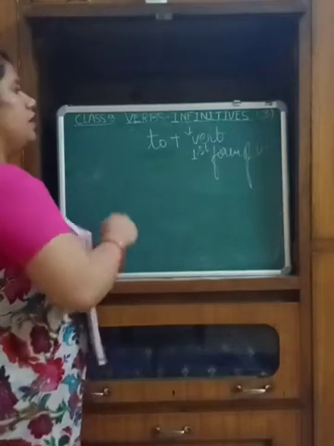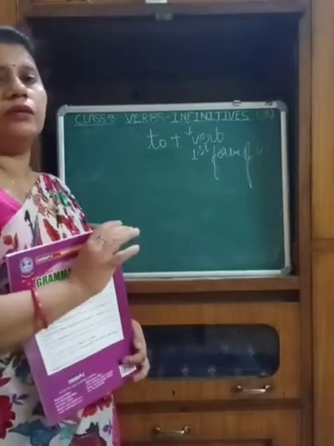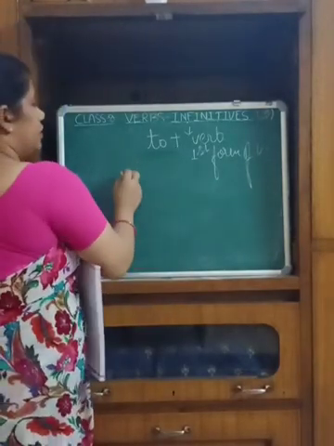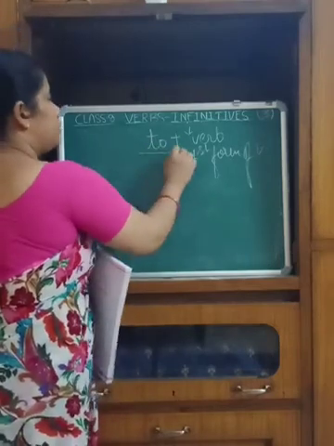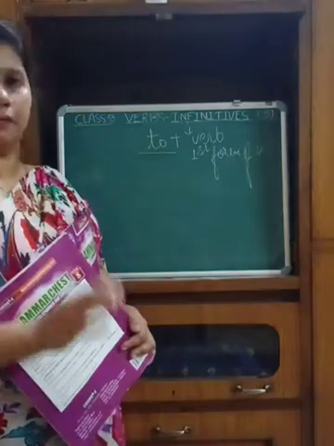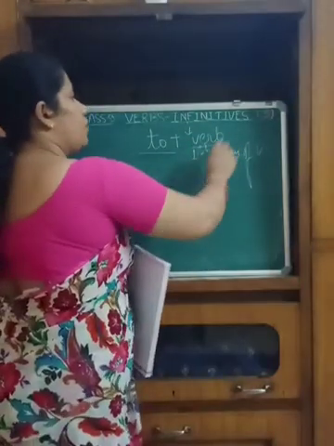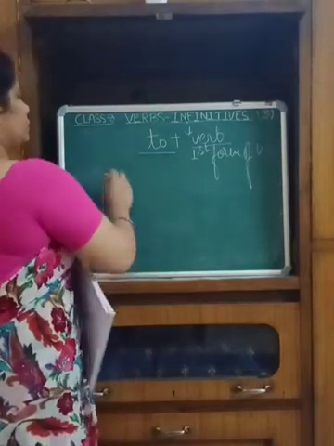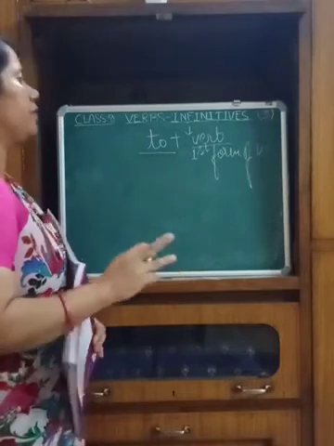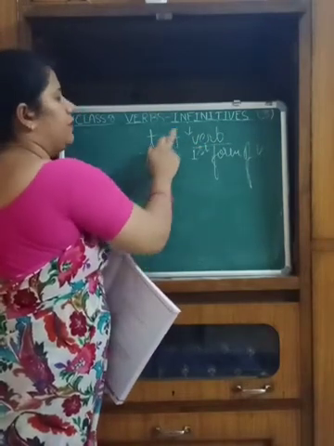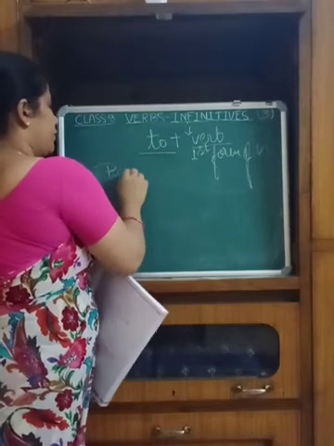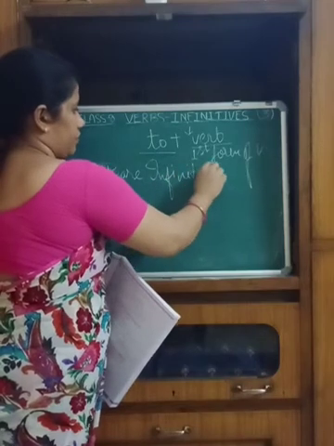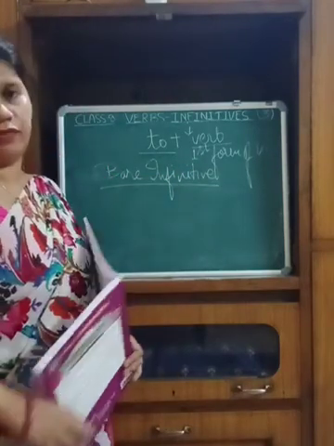Now till now we know what the infinitive is. Now we are going to discuss the places where we are not using the to, but the meaning of the to is still there, and we are using the verb without the to. When in a sentence we use the verb without the to, it is known as the bare infinitive.